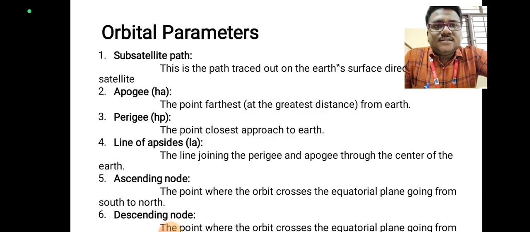The first one is the subsatellite path, and it is nothing but the path traced out on the Earth's surface directly below the satellite. That is the path which the satellite follows. That is simply known as subsatellite path.